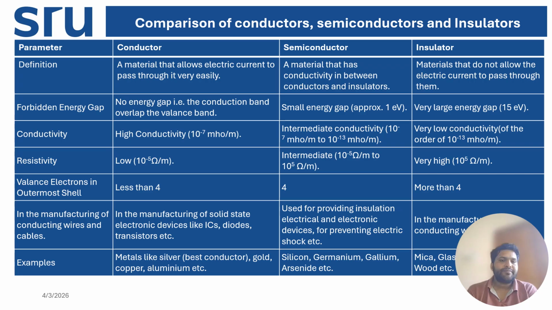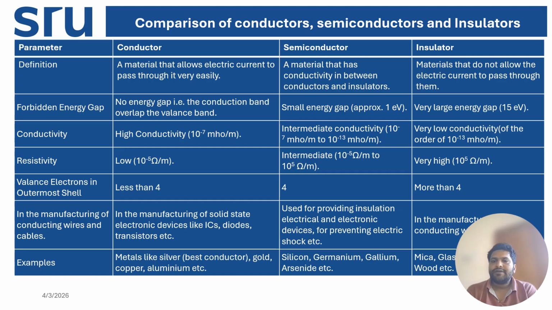So the next parameter is conductivity. A conductor has very high conductivity, that is 10 raised to the power 7 mho per meter. And a semiconductor has intermediate conductivity, that is 10 raised to the power minus 7 to 10 raised to the power 13.